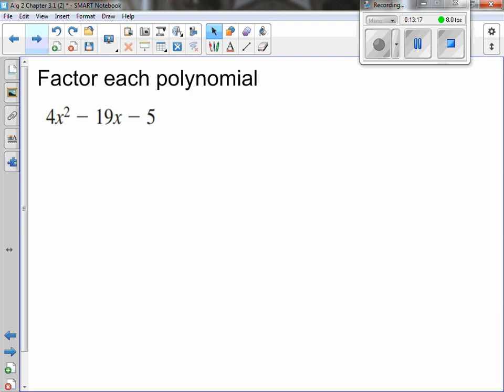Because we're on the top of the 3rd page. So the first thing, again, we always look for a greatest common factor. Is there a greatest common factor between these 3 terms? No. So we move on to step 2.